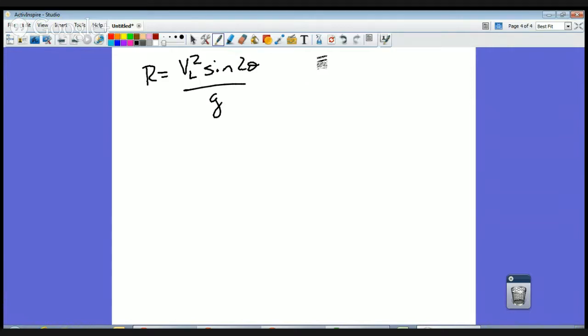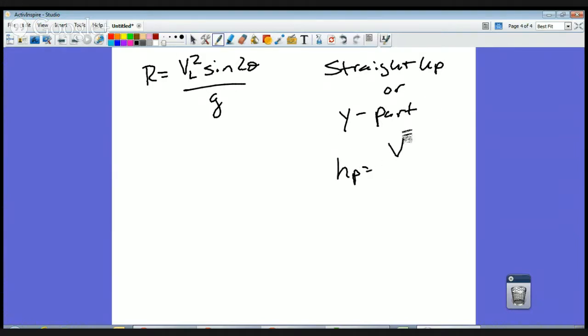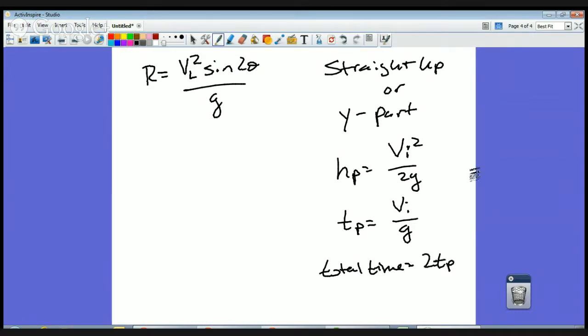And remember, for just something thrown straight up in the air, or if you find the y part, you've got the height of the peak is vi squared over 2g, and you've got the time to the peak is vi over g. And, of course, the total time in the air, or the hang time, is 2 times the time to the peak. Right, so if you can remember those, that's awesome. If you can't remember them, that's okay, because you know your kinematics equations.